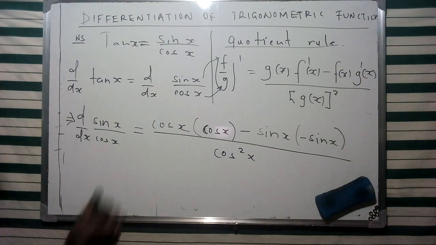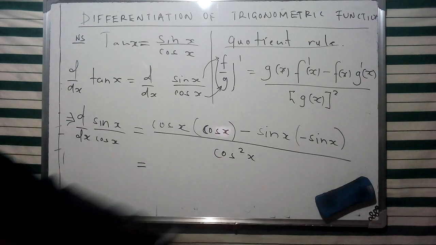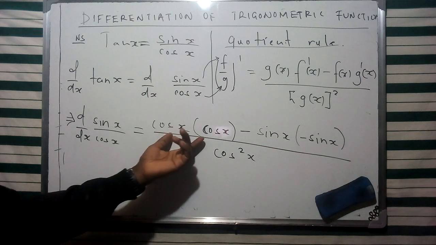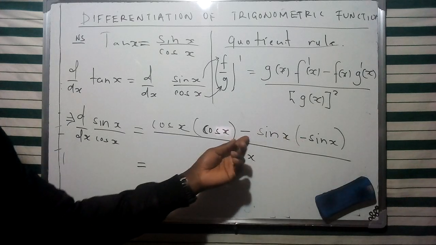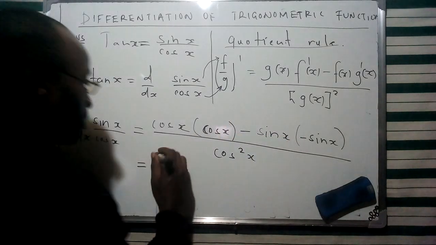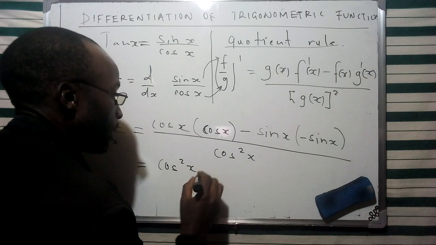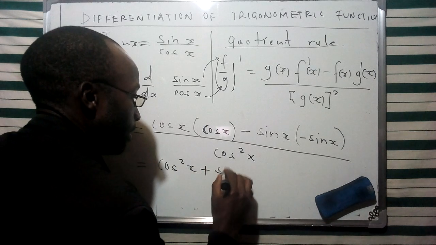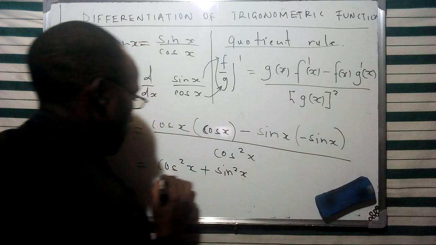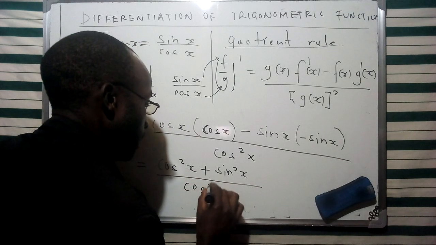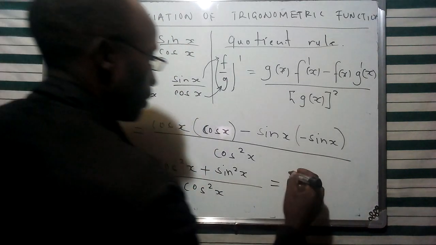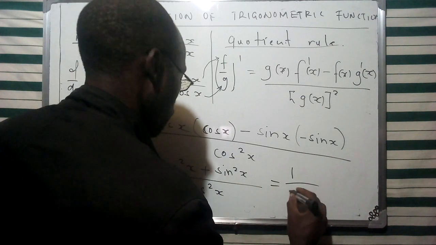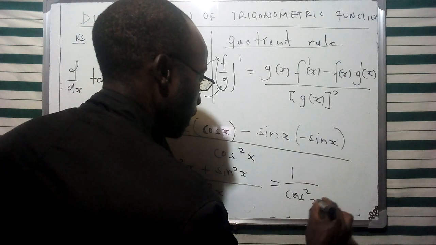So in trying to evaluate this one, we have talked about the concept of what we refer to as identity. Now the square of the cosine of x plus the square of the sine of x is going to give us unity. So we're going to have the square of the cosine of x plus the square of the sine of x, all over the square of the cosine of x, and the numerator is equivalent to unity, which is going to be represented as 1 over the square of the cosine of x given as such.